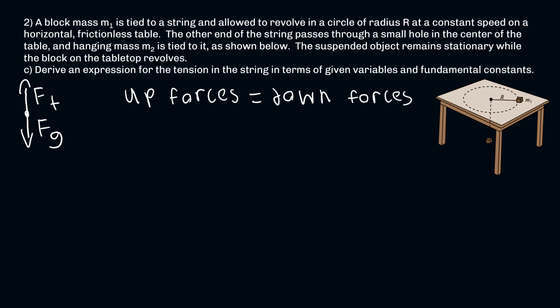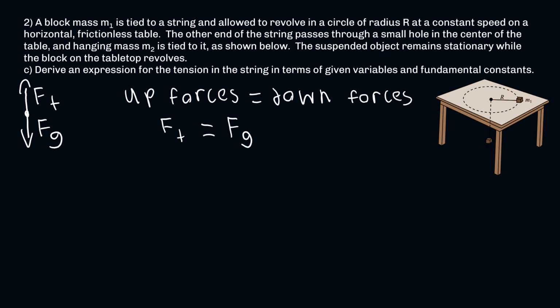And again, I can use this due to the fact that they said that the hanging mass M2 is stationary, so that means it's at rest. So the up force based on this is Ft. This is the thing that we're deriving the expression for. Fg is the downward force.